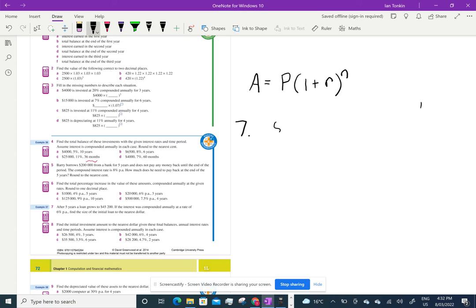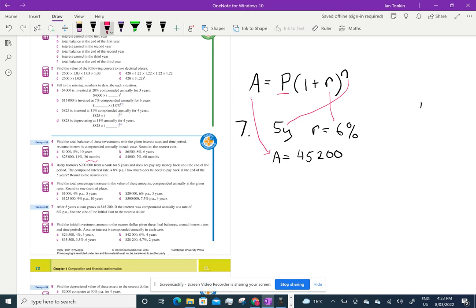After 5 years, so we've got 5 years, a loan grows to 45,200. Well, that's not your principal, that's the amount. So that's your A. What is it? 45,200. And the interest rate is 6% per annum. Well, look here. We've got the interest rate. We've got the 5 years. We've got the amount. The thing we don't know is the P.